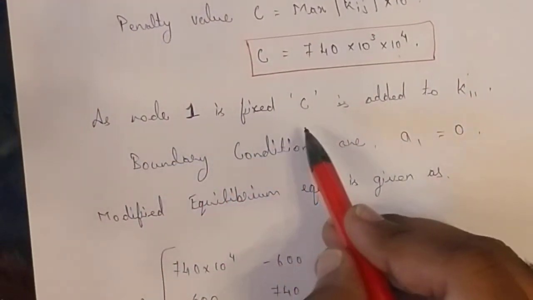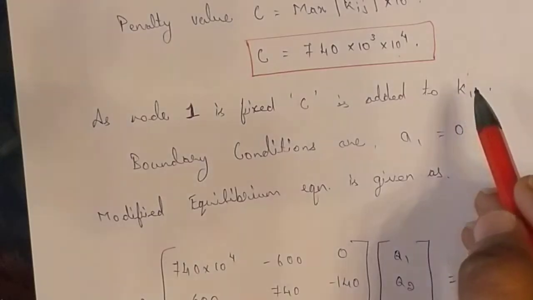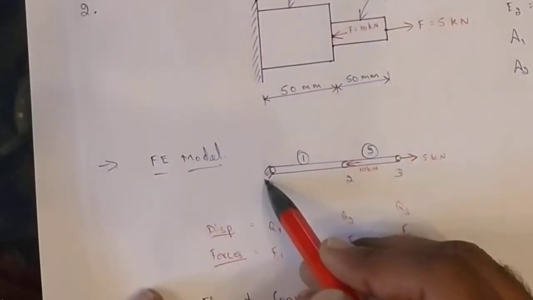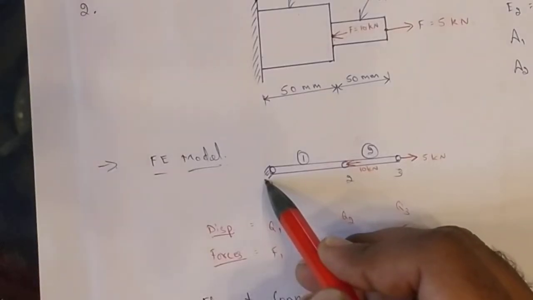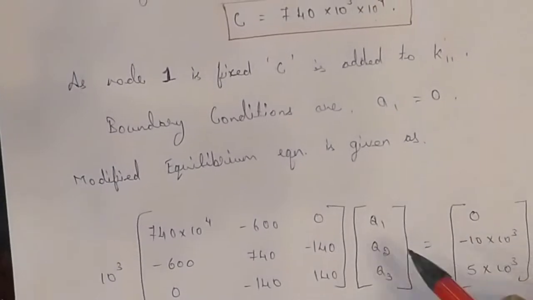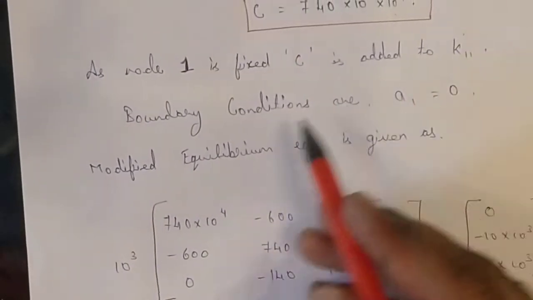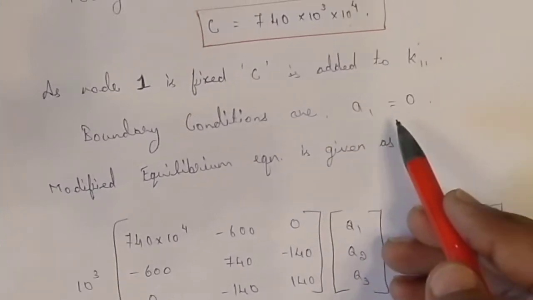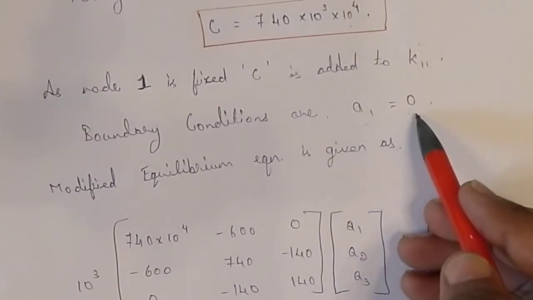As node 1 is fixed, C is added to K11. I have said earlier itself, here only node 1 is fixed. Only the first node is fixed, so C is added only to the first node. And the boundary condition is Q1 is equal to 0. The first node is fixed, so Q1 will be equal to 0.